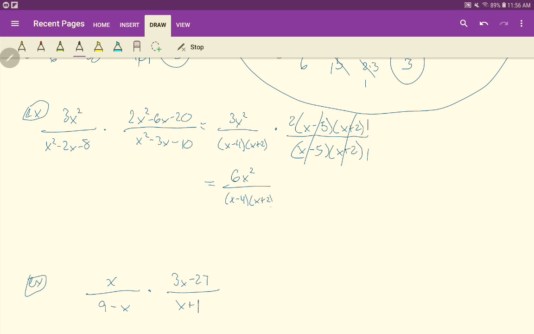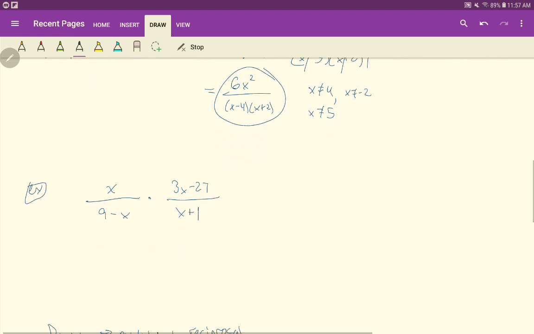It's up to you at this point if you want to actually then multiply these two things back together. I'd say don't. You can just stop right there and say there's our final answer. Okay, and again, your excluded values here would be x cannot be 4, x cannot be negative 2. Okay? And I guess technically from the earlier problem here, we also don't want x to be 5 as well. Okay? So, moving on. Let's try this next one here.